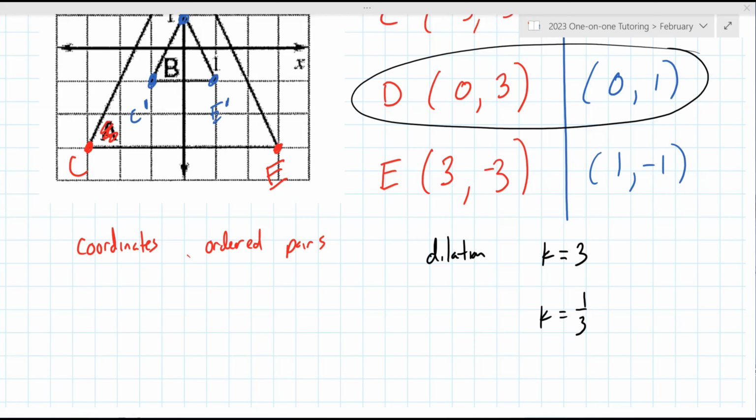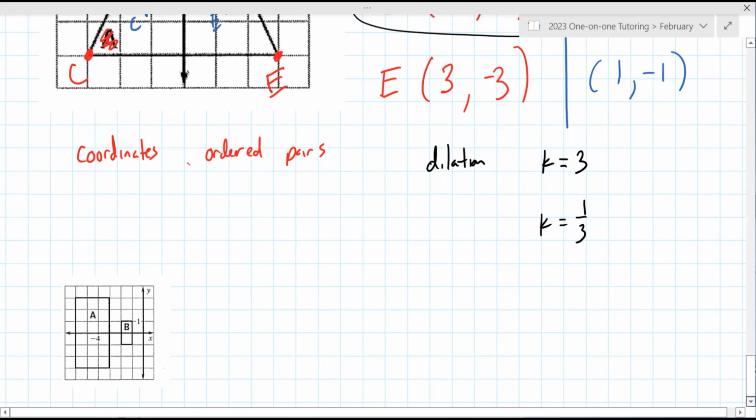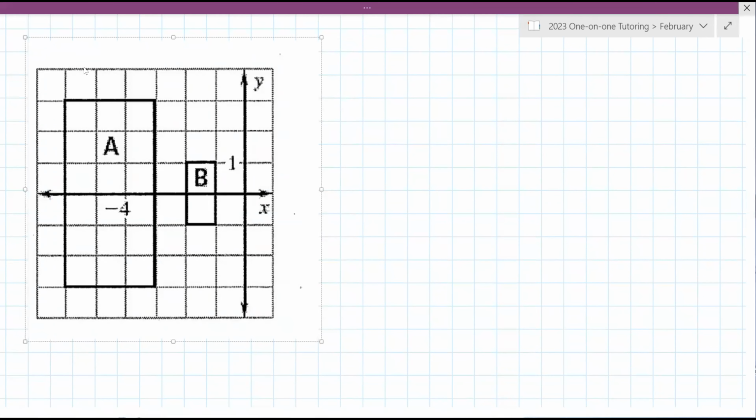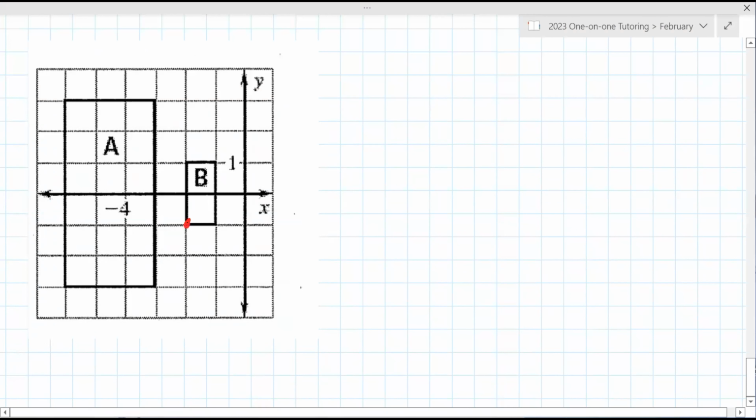All right, let's see what else we got on this worksheet here. Inverse operations. Let's go back to the other one. All right, here we go. So give me the ordered pairs for these red dots here. Let's call them C, D, E, and F.